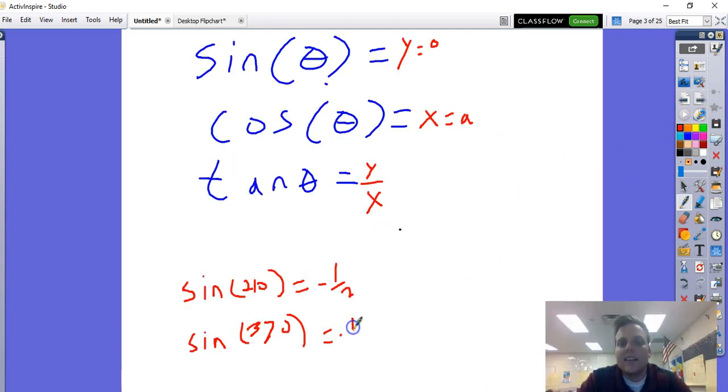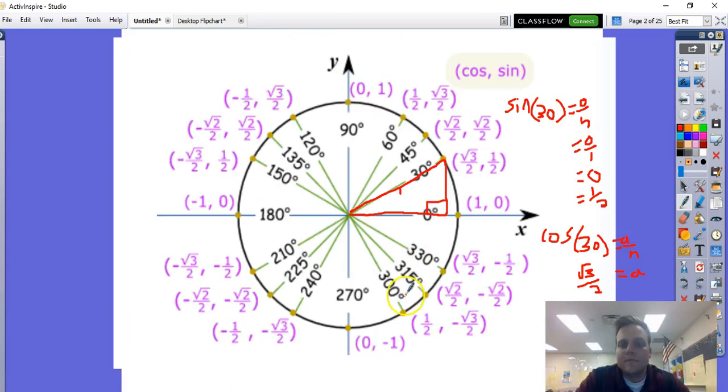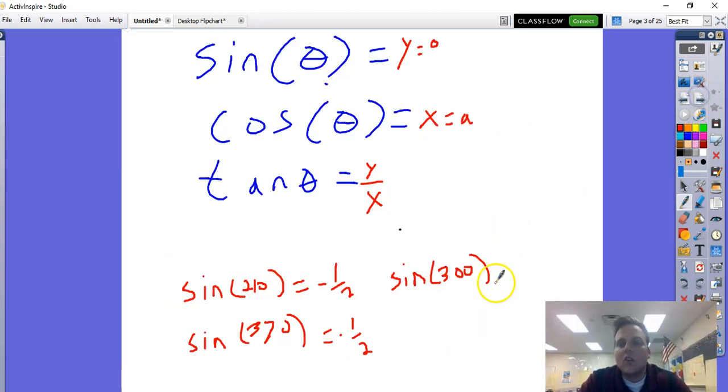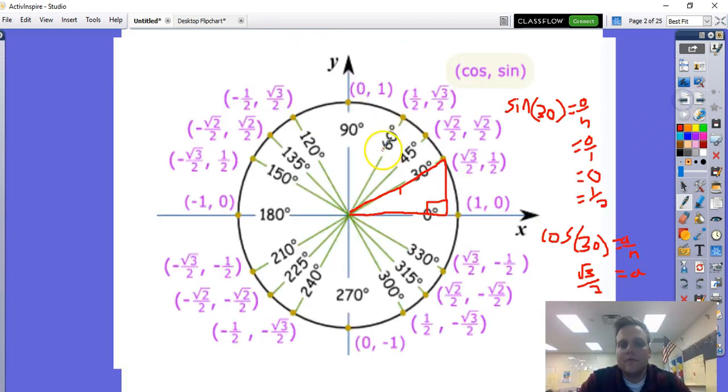But what if I had instead said sine of 300? Once again, you go look at the 300 degree on your unit circle, which is right here, and it's going to be negative square root of 3 over 2. So the idea that I'm trying to get to you is that sine is simply the y value on the unit circle, and cosine is simply the x value. So cosine of, I'm making this up, 150 is equal to negative square root of 3 over 2.